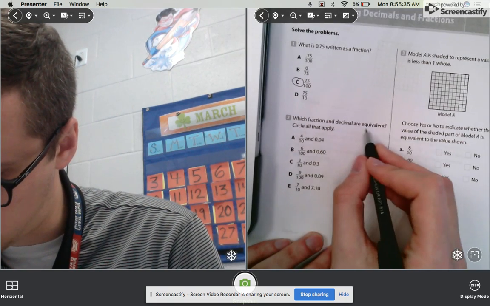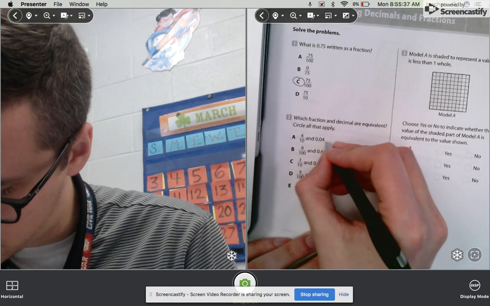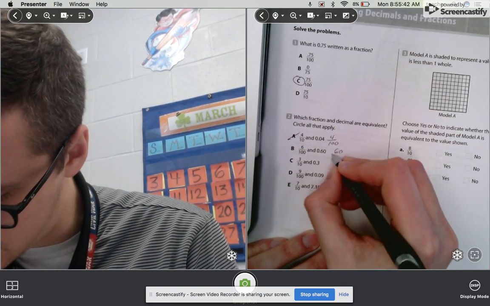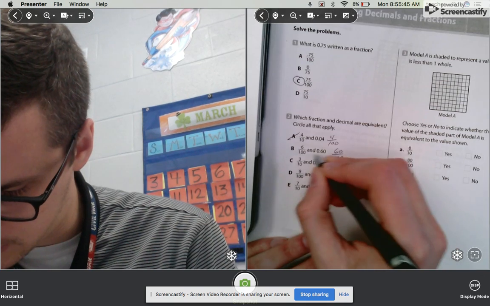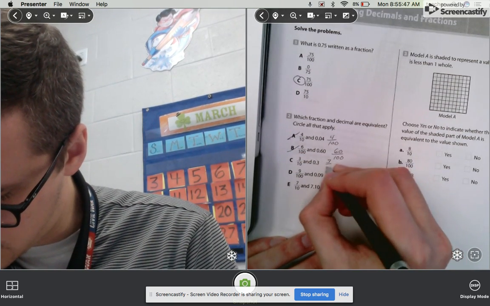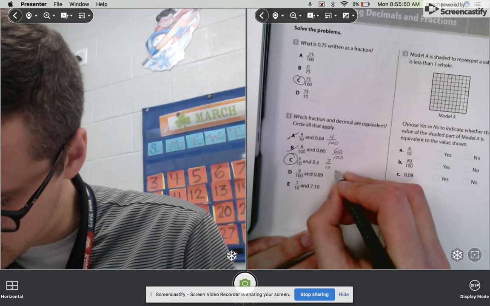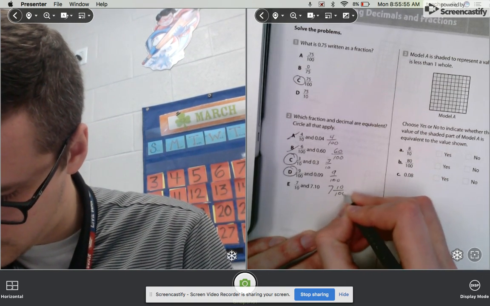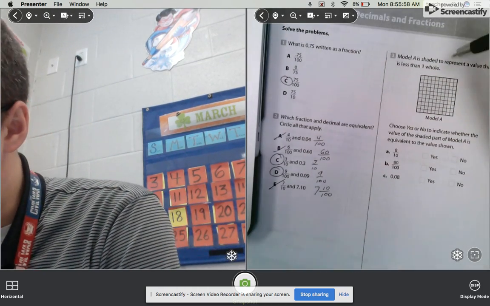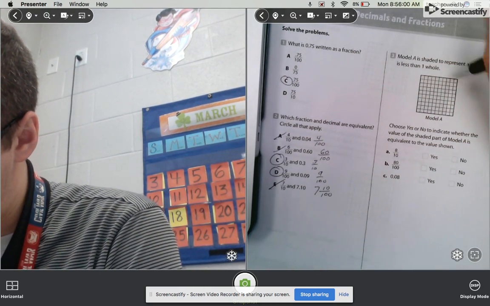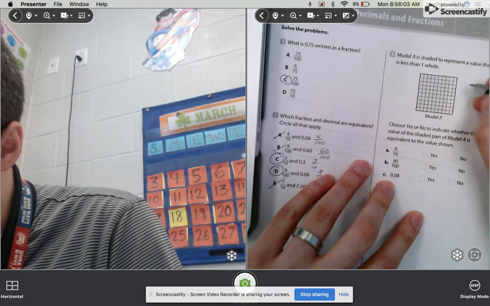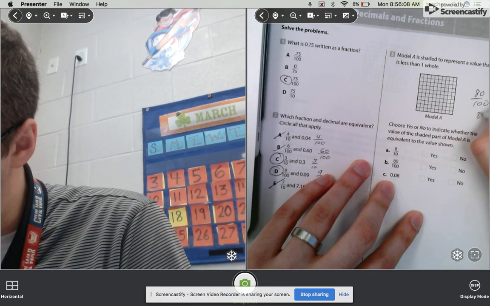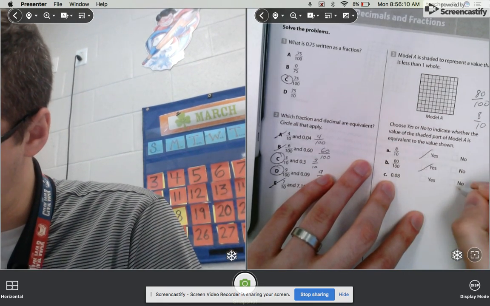Which fraction and decimal are equivalent? Circle all that apply. So this would be 4 over 100, so that is not true. This would be 60 over 100, so that is not true. This would be 3/10, so that is true. This would be 9 over 100, so that is true. And this would be 7 and 10 over 100, so that is not true. C and D. Model A is shaded to represent a value that is less than 1 whole. Looks to me like that would be either 80 over 100, or you could say 8/10. That's yes, yes, no.